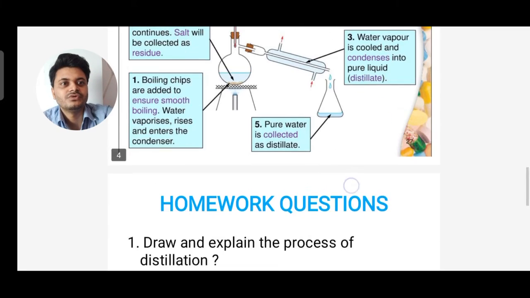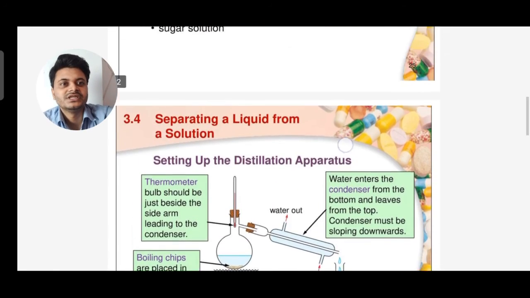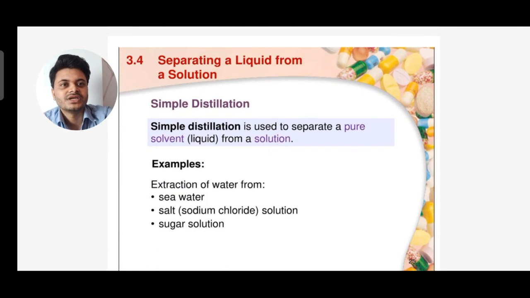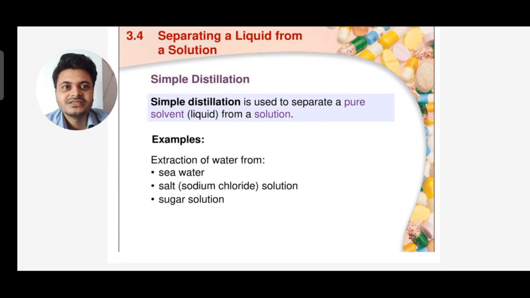So this was all about the entire process of distillation. Again I repeat, what is distillation? Simple distillation is used to separate a pure solvent, that is liquid, from a solution. Three examples you can see: extraction of water from seawater, from a sodium chloride salt solution, and from a sugar solution.